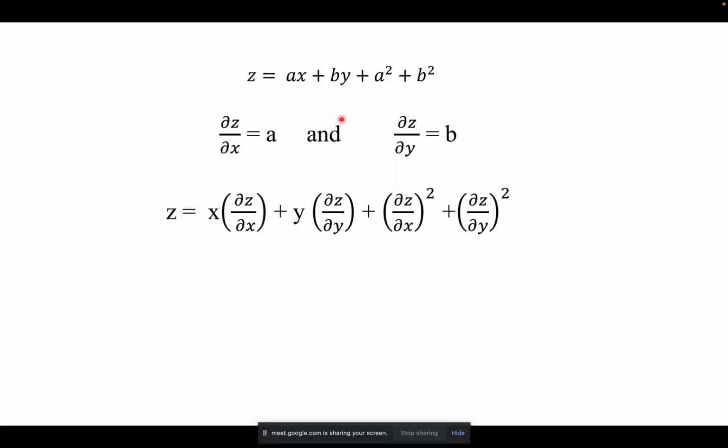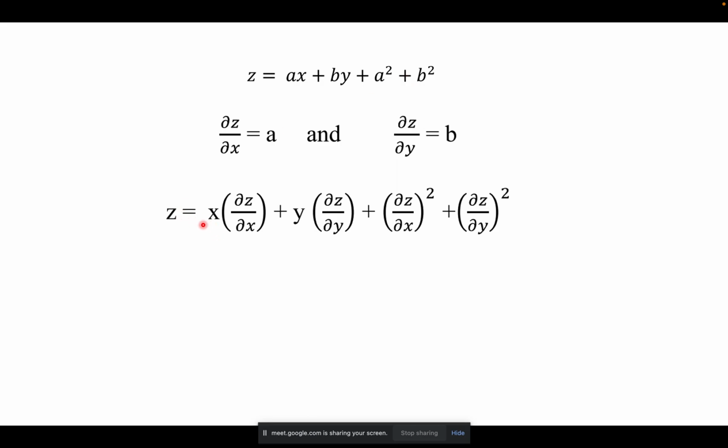Now you can again ask what is the partial derivative of z with respect to y. Again y has only this one function, which is by, so the derivative of z with respect to y will be just b, right? Now, as I told you, in order to solve such an equation you eliminate both a and b by simply putting a as del z by del x and b as del z by del y. So now you just substitute the values of a and b in the given equation.